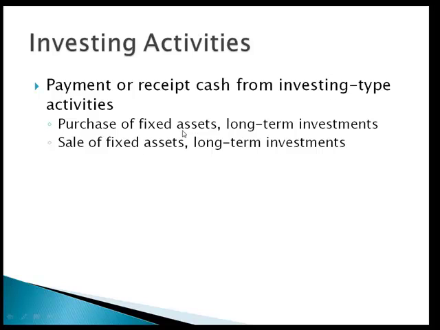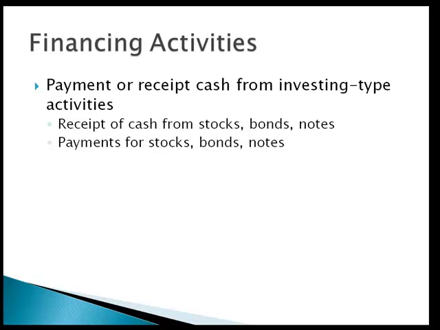So the purchase of fixed assets like building equipment, land, vehicles, or long-term investments, so maybe a piece of land that has no building on it yet, or stocks in another company, bonds in another company, those outflows of cash would go in the investing activity. The same is true for the inflows for sale of these types of assets. So if you've got sale of equipment, sale of buildings or other fixed asset, sale of those long-term investments, the sale of stock in another company, sale of bonds in another company, the cash in or cash out from these types of activity would go in the investing activities section.